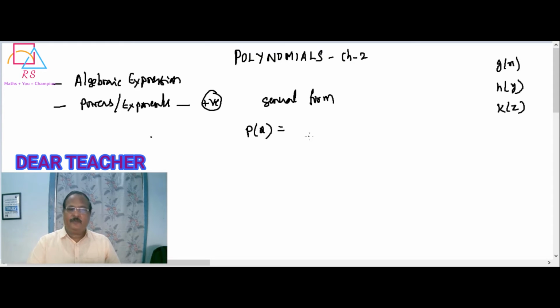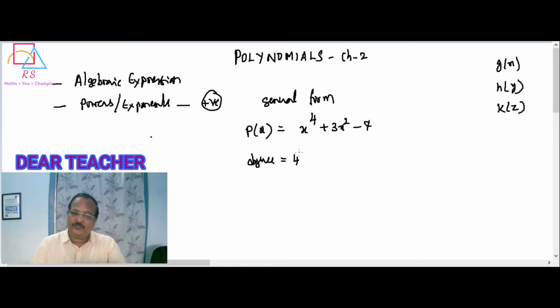Let me write an example: x to the power of 4 plus 3x square minus 7. This is a polynomial, and the powers should always be positive numbers: 4, 2. There is no variable in the last term, it is a constant term. I am not going in deep. This is a degree 4 polynomial, because the highest power of the polynomial is 4.